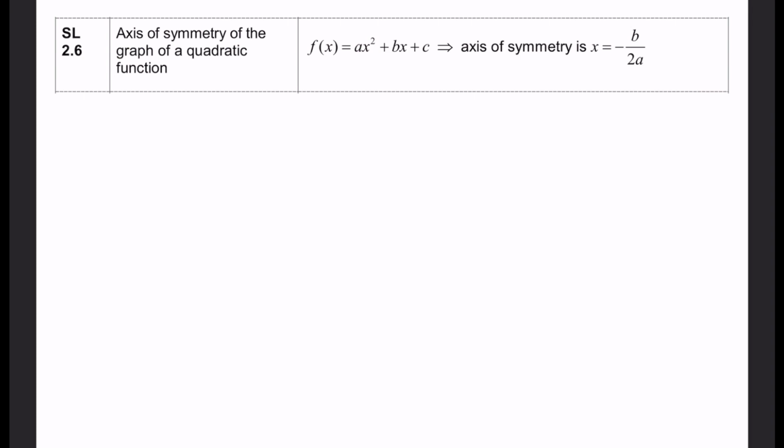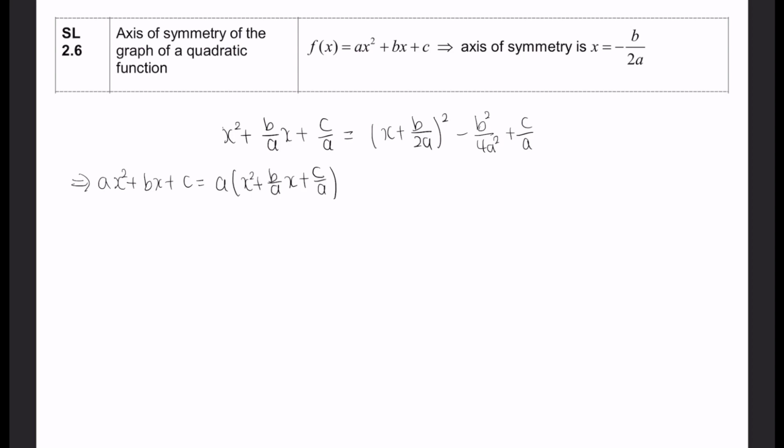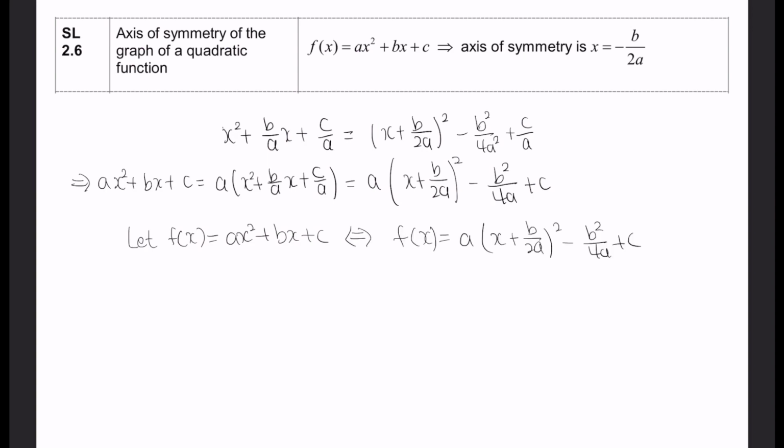The next formula tells us the axis of symmetry of the graph of a quadratic function. During our derivation of the quadratic formula, we found that x squared plus b over a x plus c over a equals x plus b over 2a squared minus b squared over 4a squared plus c over a. So, ax squared plus bx plus c, which is equal to a times x squared plus b over a x plus c over a, is equal to the following. In other words, if we let f of x be equal to ax squared plus bx plus c, we are actually letting f of x be equal to a times x plus b over 2a squared minus b squared over 4a plus c.